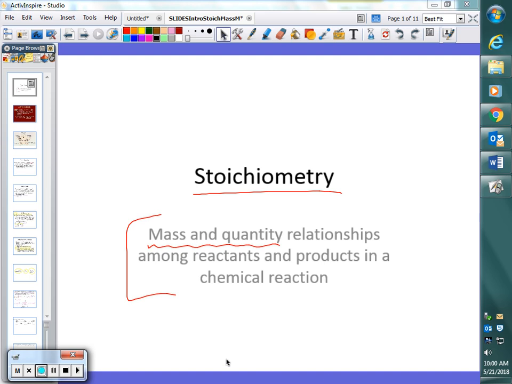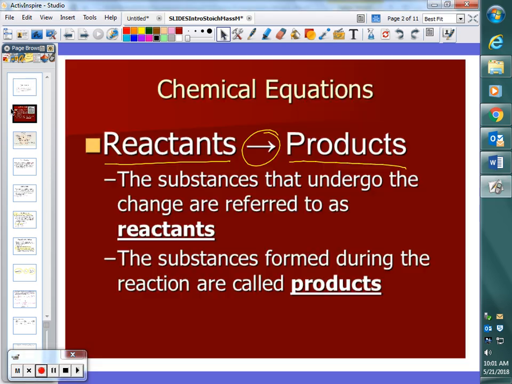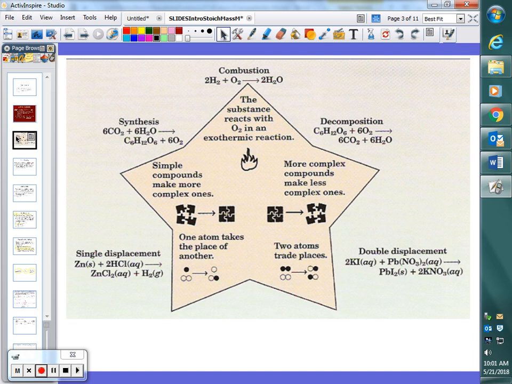Hey everybody. So yesterday we introduced the concept of stoichiometry, and like we discussed in the outline from yesterday, stoichiometry is the study of mass and quantity relationships among reactants and products in a chemical reaction. And we discussed the idea that a chemical equation qualitatively describes a chemical reaction. It talks about what's there at the beginning and what's there at the end. What are the reactants? What are the products? And based on what those reactants and products are, we can classify that reaction in one of these 5 ways.